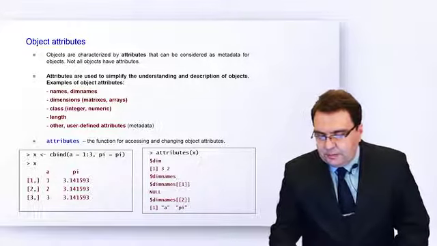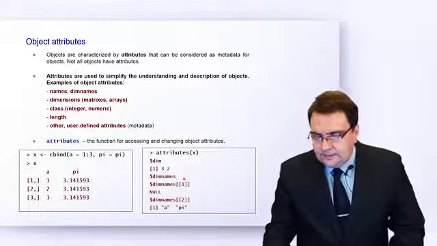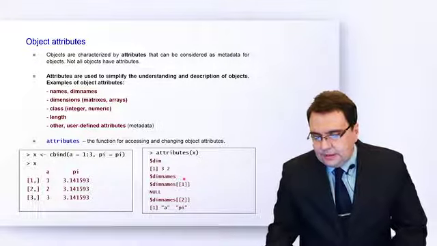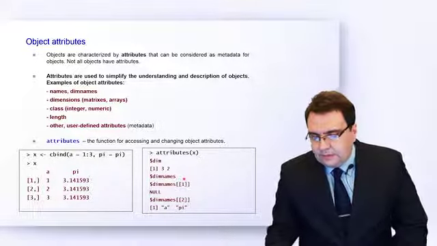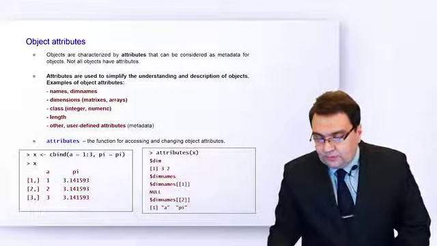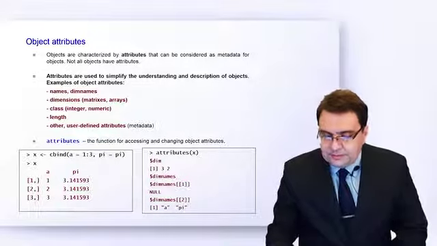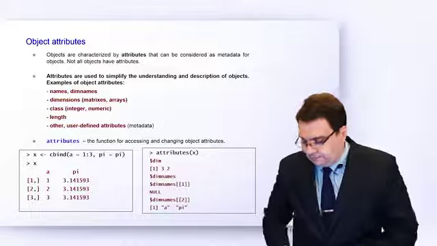First element null, and dim name second element the name of rows and columns. Sorry, the name of columns. The name of rows are absent, so thus we have null.